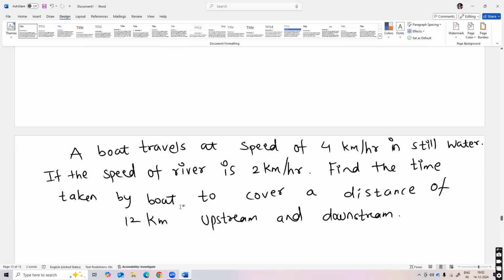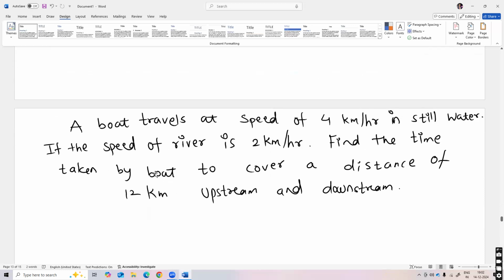Okay, so this is not that difficult a question. I will give you 2 minutes to solve this and then I will answer it. So please try to answer it within 2 minutes.